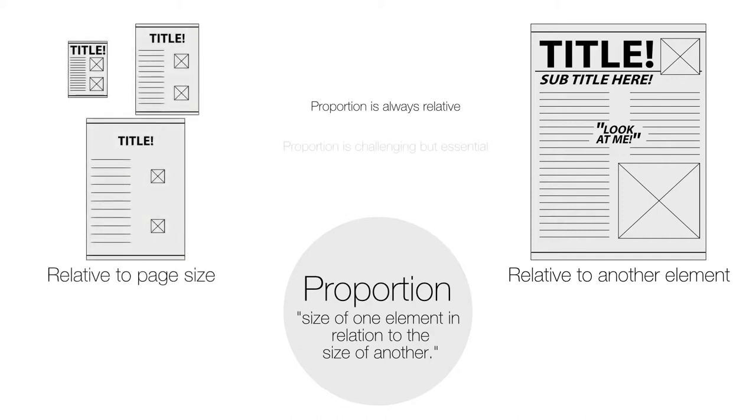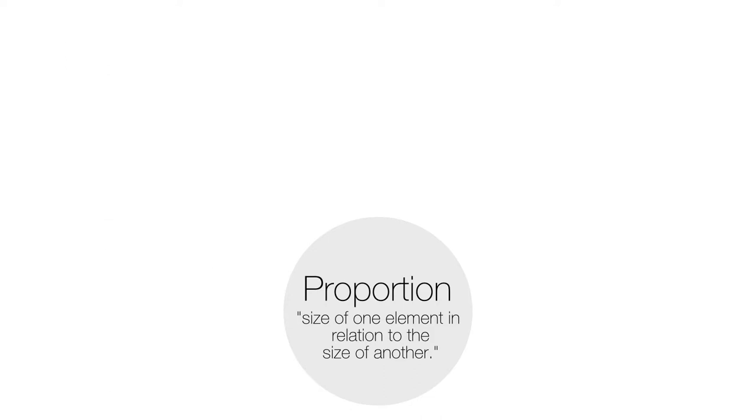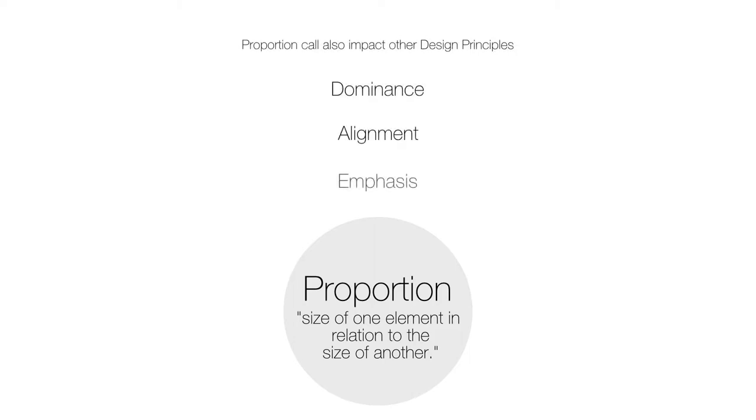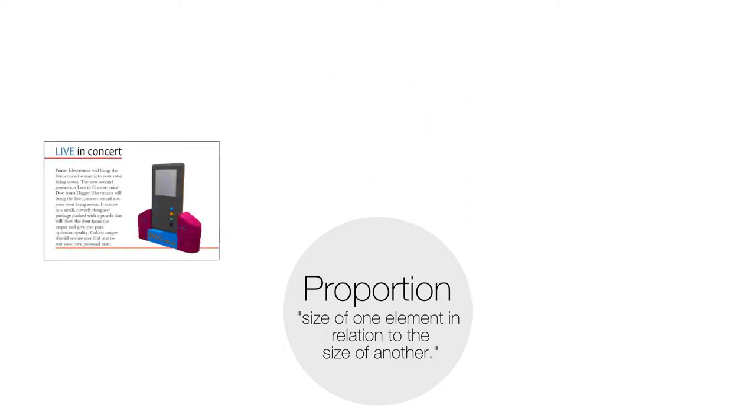Proportion is one of the more subtle design principles, and it can be challenging to get right. Proportion can also impact other design principles such as dominance, alignment, and emphasis. It can sometimes feel natural to make an element bigger on a layout. New designers can often feel a need to fill every space. This can make a layout feel busy and congested.